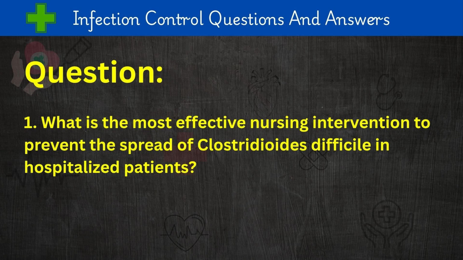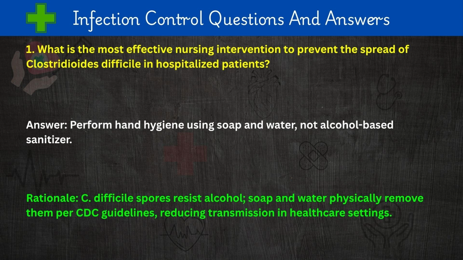1. What is the most effective nursing intervention to prevent the spread of Clostridioides difficile in hospitalized patients? Answer. Perform hand hygiene using soap and water, not alcohol-based sanitizer. Rationale. C. difficile spores resist alcohol. Soap and water physically remove them per CDC guidelines, reducing transmission in healthcare settings.